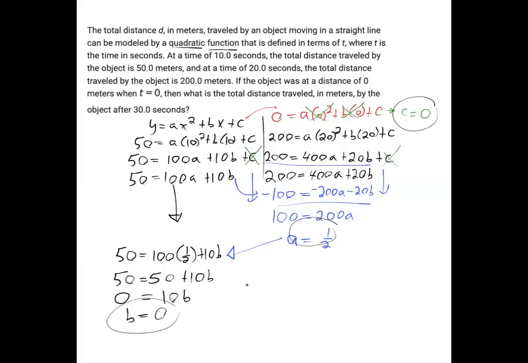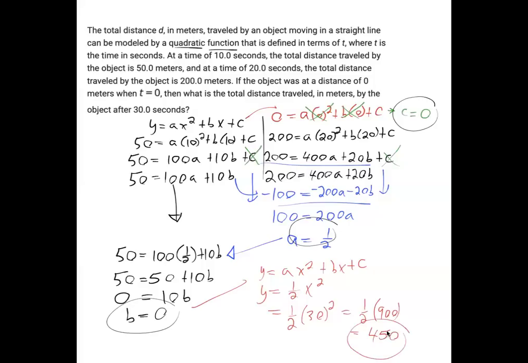And so we rewrite the equation as ax squared plus bx plus c. b and c are both zeros, and a is 1/2, so it just looks like this right now. And what is the distance after 30 seconds? All we have to do is plug in x is 30. So 1/2 times 30 squared is 1/2 times 900, which is 450. And that is our answer.